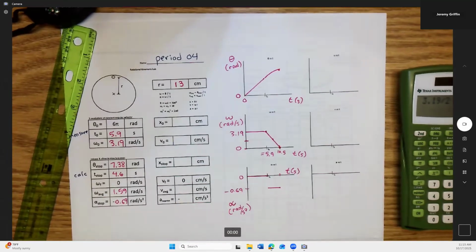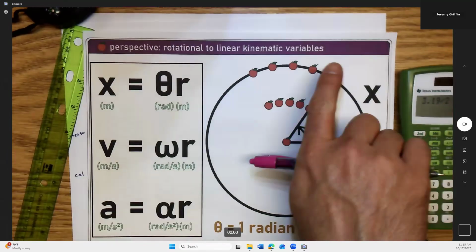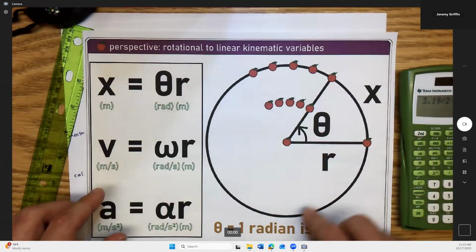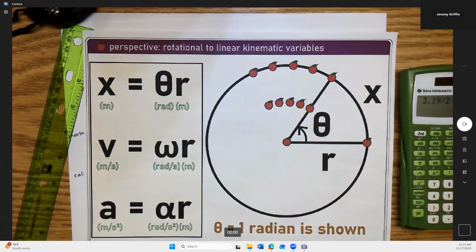Okay, so remember what's going on here is that all the numbers we got so far and all the graphs so far are talking about angular values: angular displacement, how far it is turned, angular velocity, angular acceleration. But what if you were interested in a single point?